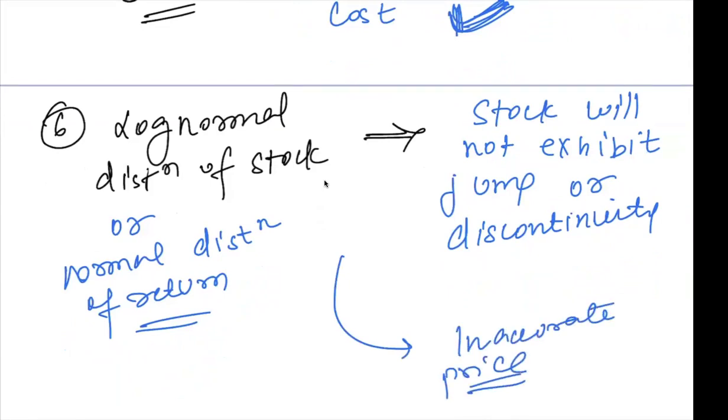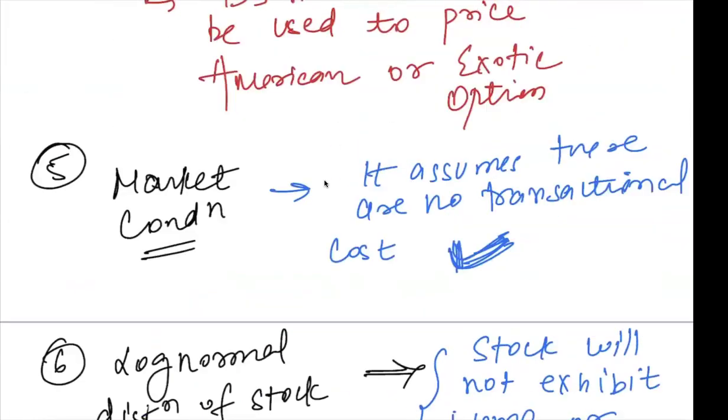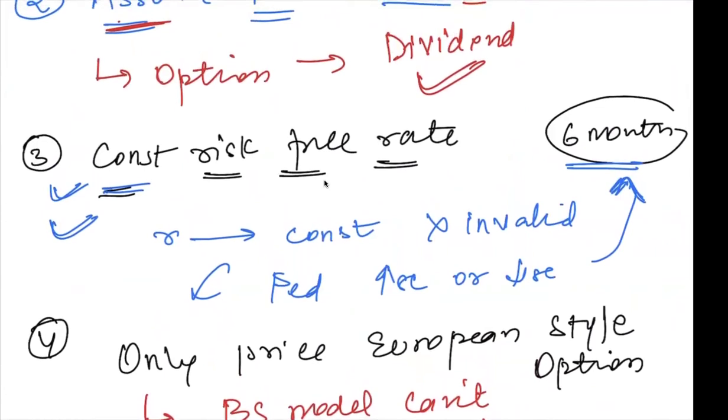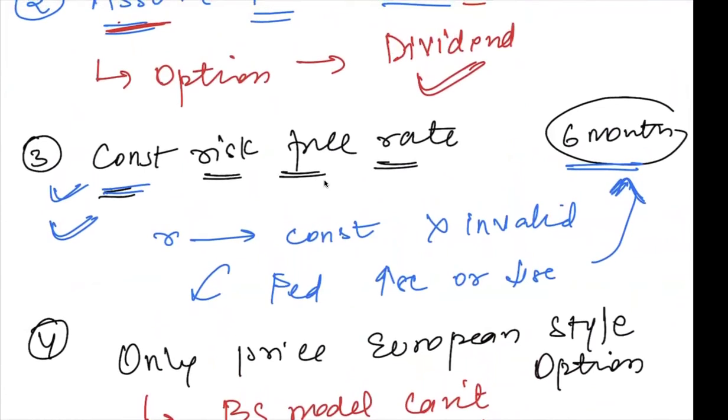Also, you know that the log normal distribution comes under the class of continuous probability distributions, and in a continuous probability distribution, we assume there are no jumps or discontinuity. If we want to assume jumps or discontinuity, we need to take discrete probability distributions. So that's why this assumption gets violated. These are certain limitations of using the Black-Scholes model. So this was it for this recording.